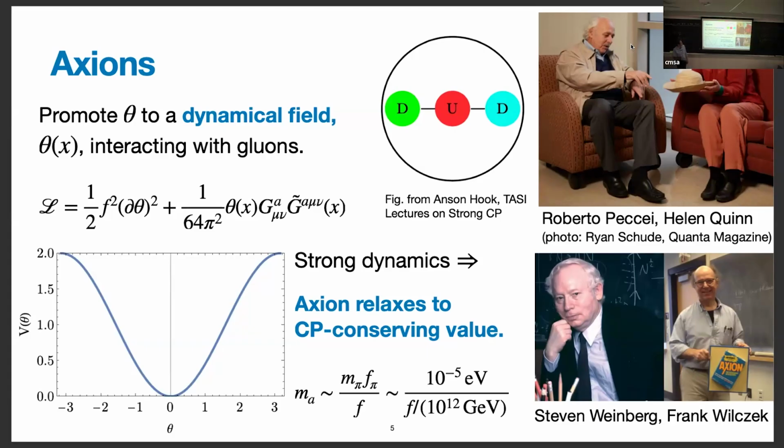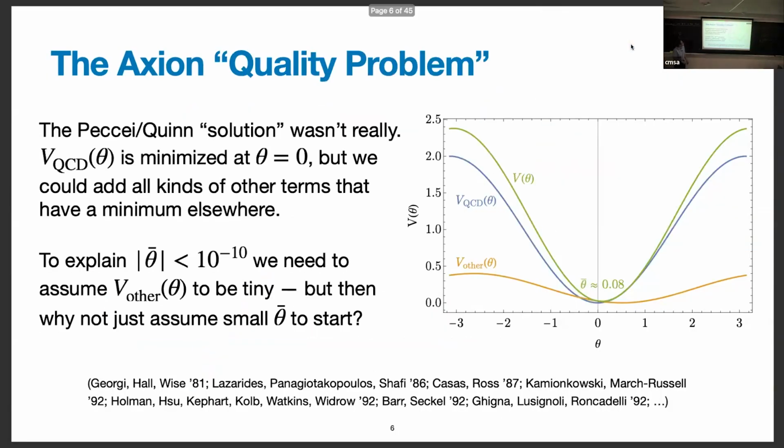Usually if I write down a scalar field, I'm allowed to write a potential, I'm allowed to add all kinds of things. And if I do that, even if I write other terms in the potential, like this V other that I just put in by hand, that are small compared to the QCD generated potential, if their minimum is in a different place than the minimum of the QCD generated part, then when you add them together, you can shift the minimum. And even something much smaller than the QCD generated potential can easily give you an answer that's way bigger than 10 to the minus 10.